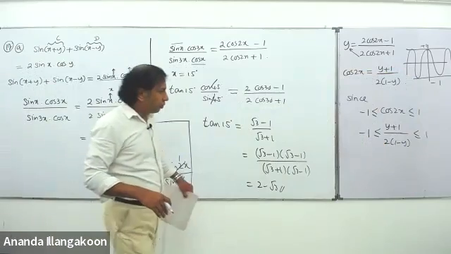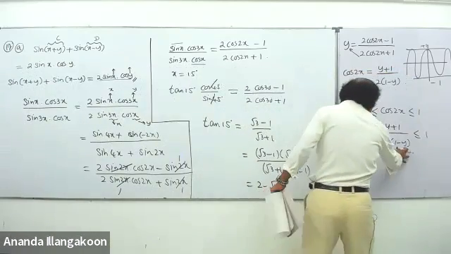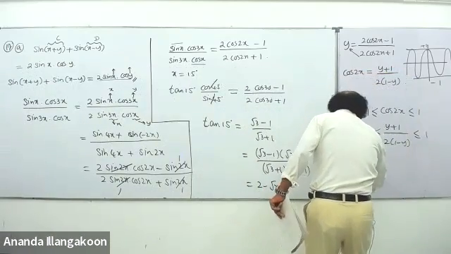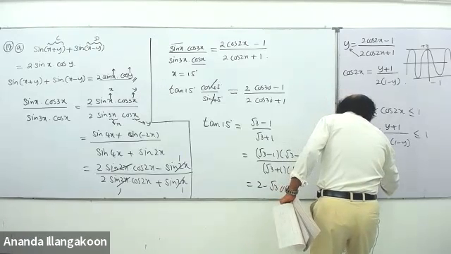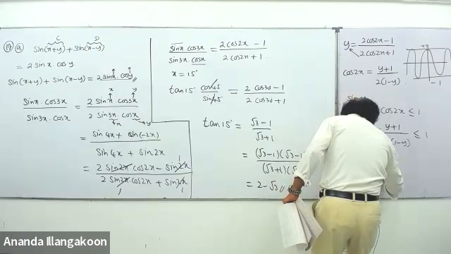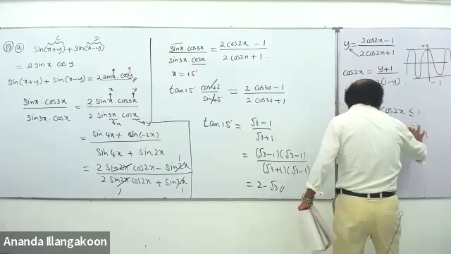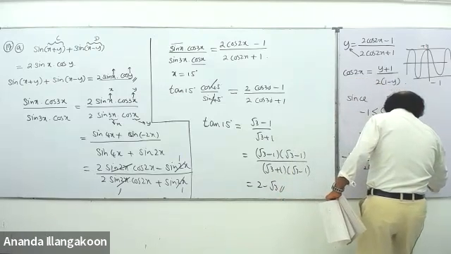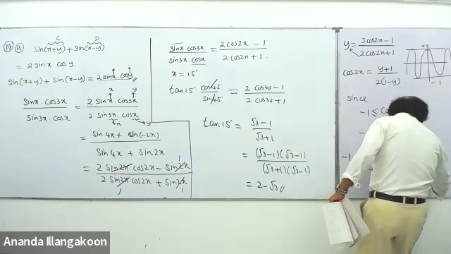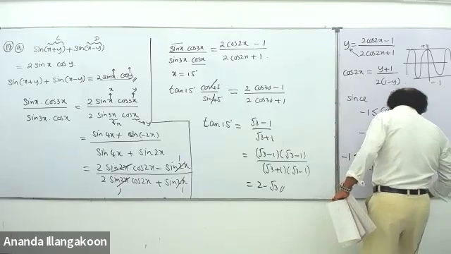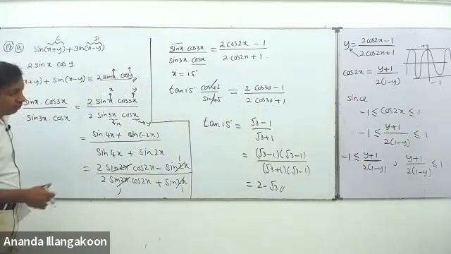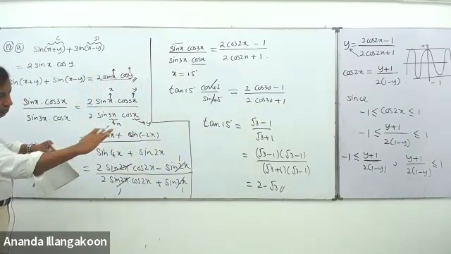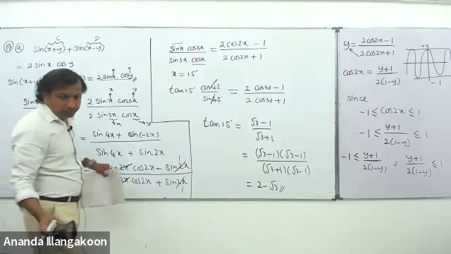Now I am going to break this into two. First this: minus 1 less than or equal to y plus 1 divided by 2 times 1 minus y. And the other one: y plus 1 divided by 2 times 1 minus y less than or equal to 1. This way we break it into two. Now we find the range of y for each separately.